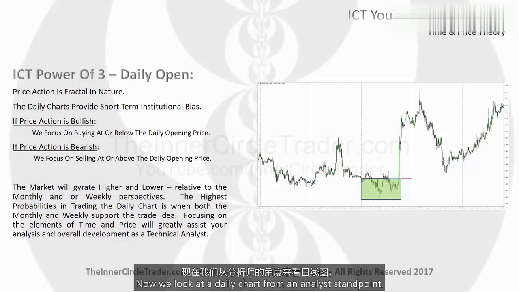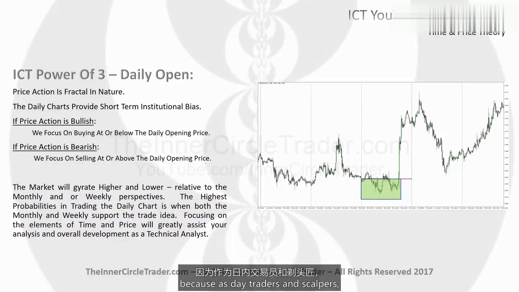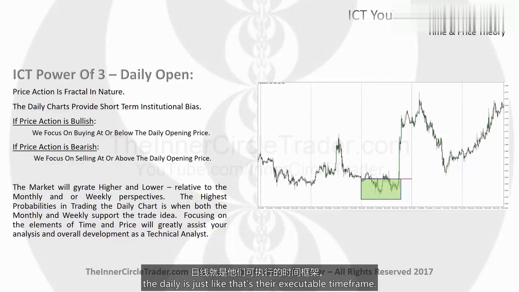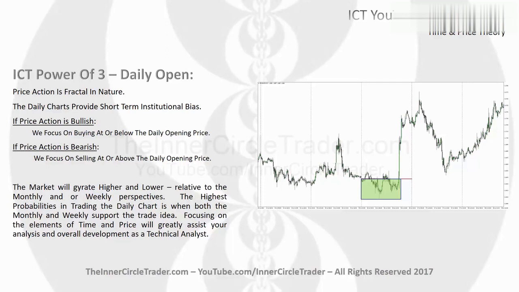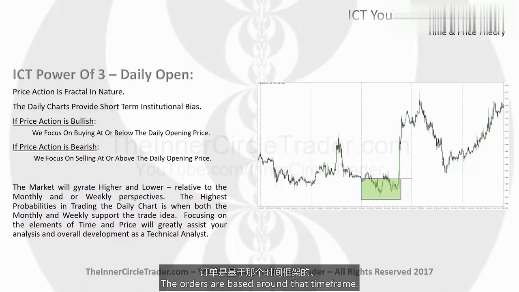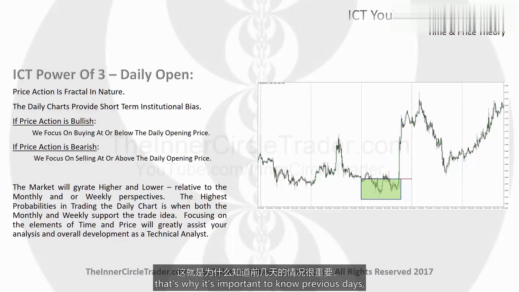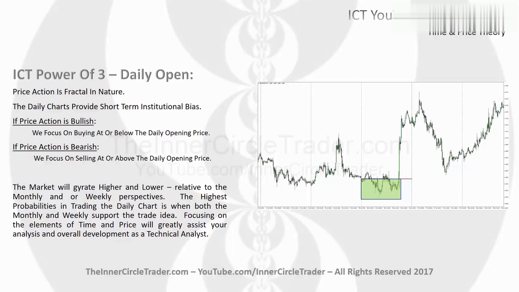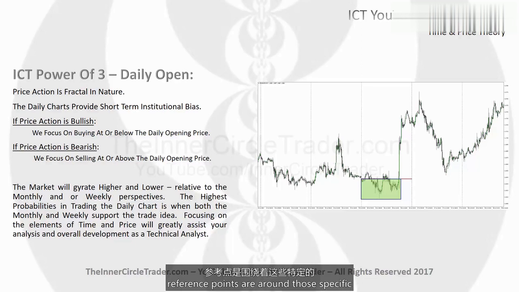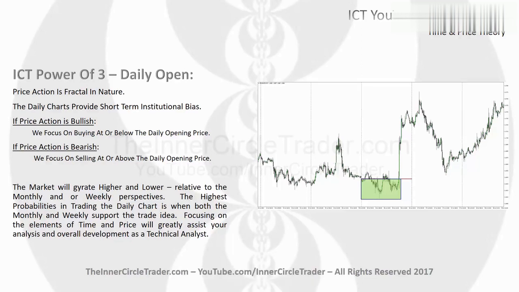Now we look at a daily chart from an analyst standpoint because as day traders and scalpers, the daily is referred to as a higher time frame. For institutional minded traders, the daily is their executable time frame. That's where they're doing most of their work. The orders are based around that time frame, and that's why it's important to know previous days highs and lows, weekly highs and lows, intra-week highs and lows, and knowing what the liquidity reference points are around those specific levels. That's going to help you in your development as a technical analyst.